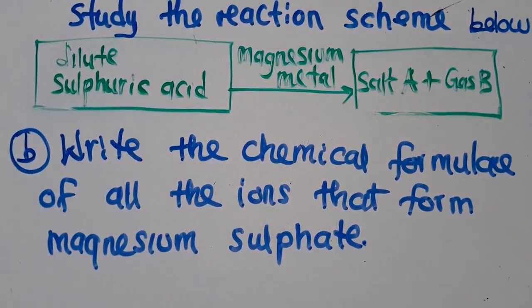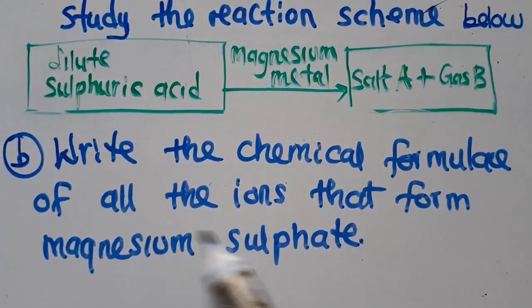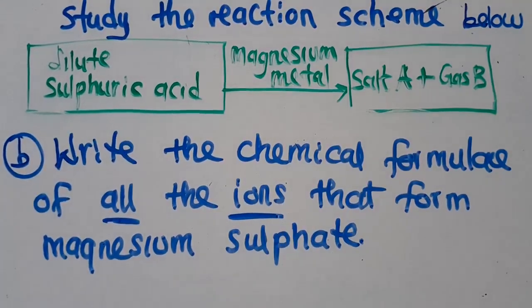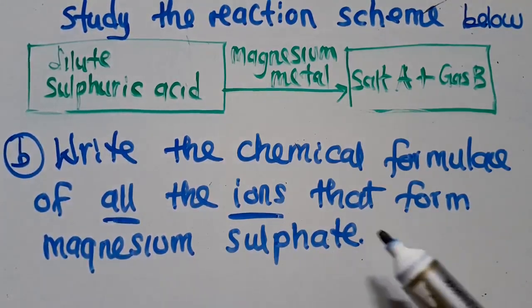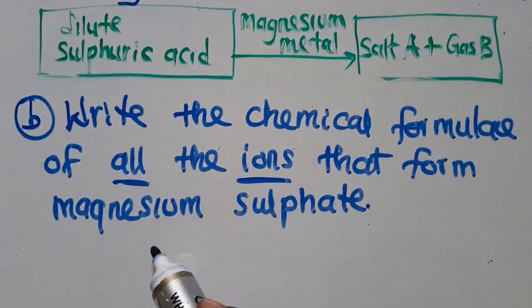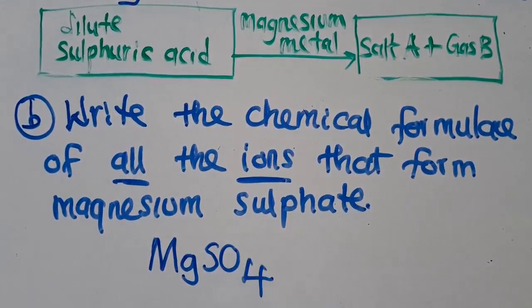In this question, we are told to write all the ions. What is an ion? An ion is a charged particle. So each time we are talking about an ion, we are talking about a charged particle. We are told to write all the ions that form magnesium sulfate. So what are the ions?